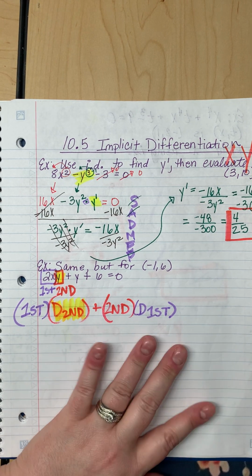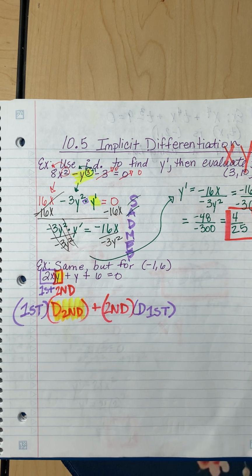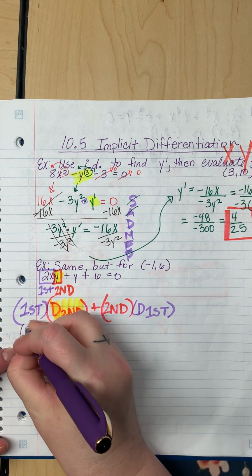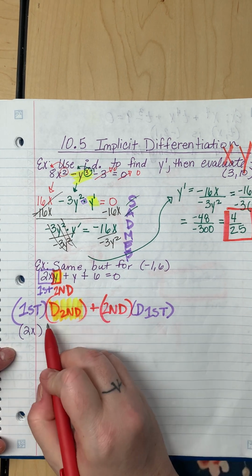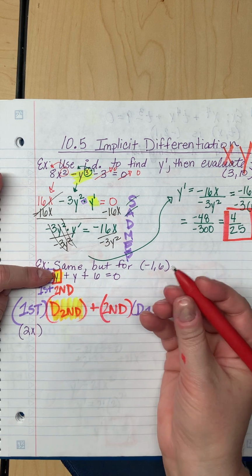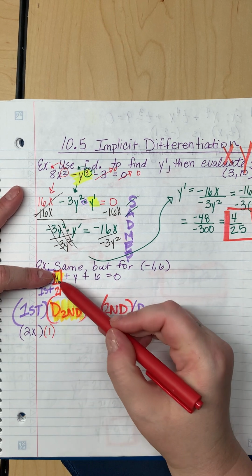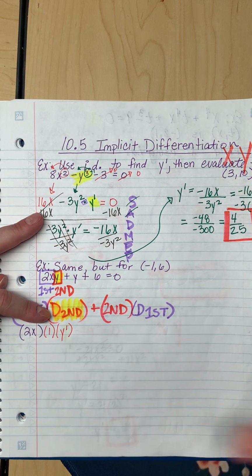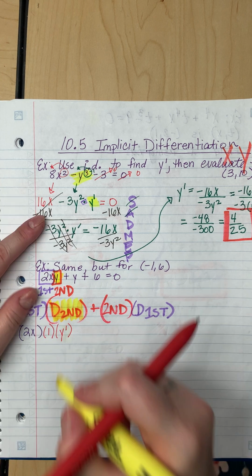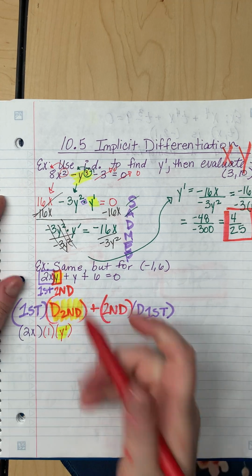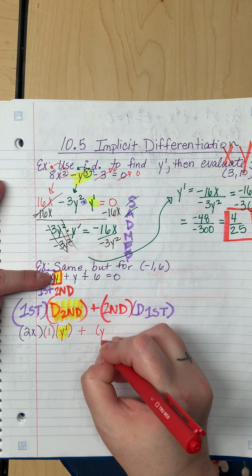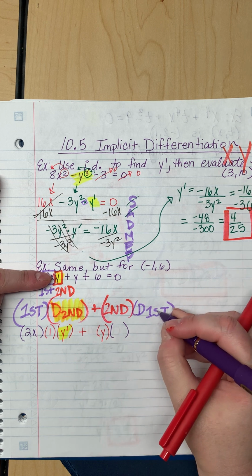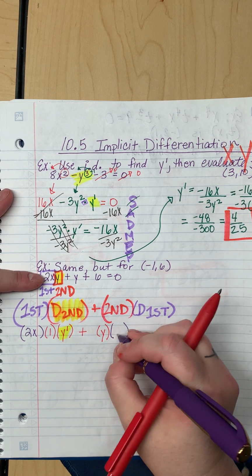Okay, let's go. First, 2x times the derivative of the second. Well, the derivative of y is just 1. But every time I take the derivative of a letter y, I have to put y prime. Darn. Okay, plus the second, which is y, times the derivative of the first. The derivative of the first, 2x, is just 2.